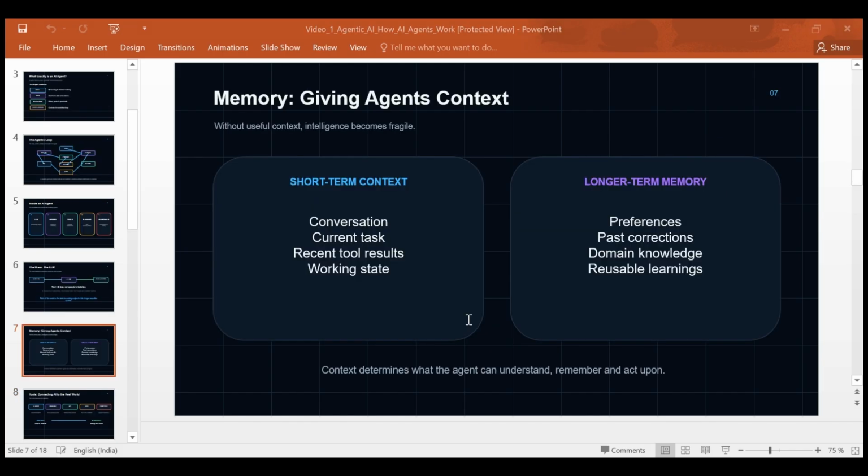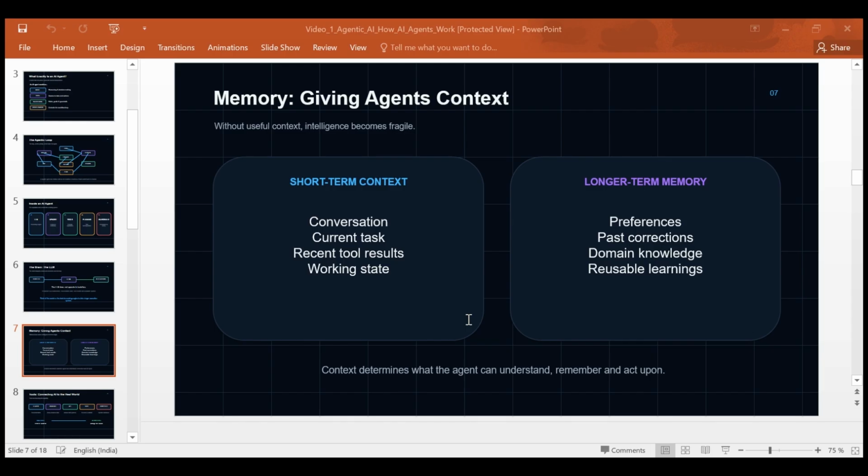So now let's discuss memory for agents. Intelligence without context is fragile. An agent needs to understand what is happening now, what has already happened, and sometimes what it has learned from previous interactions. Short-term context can include the current conversation, the active task, and recent tool results.